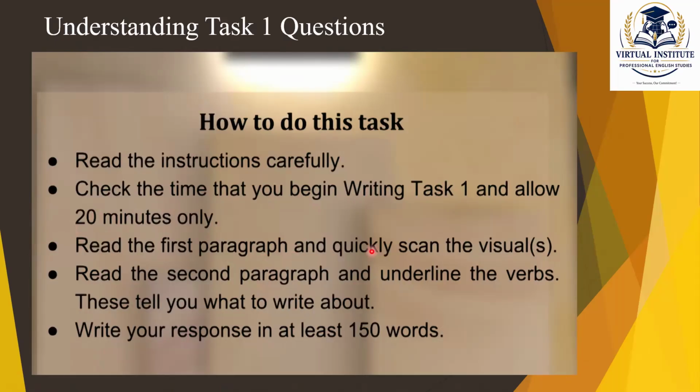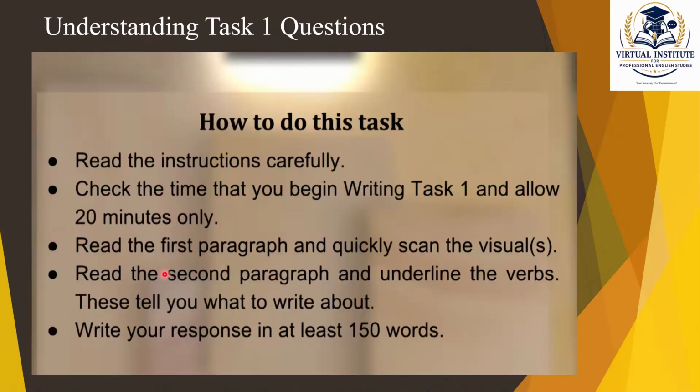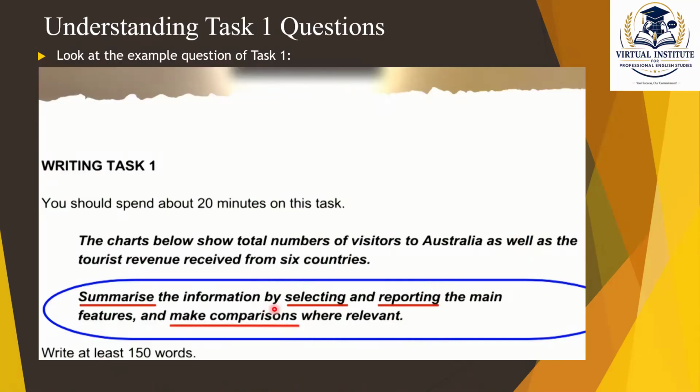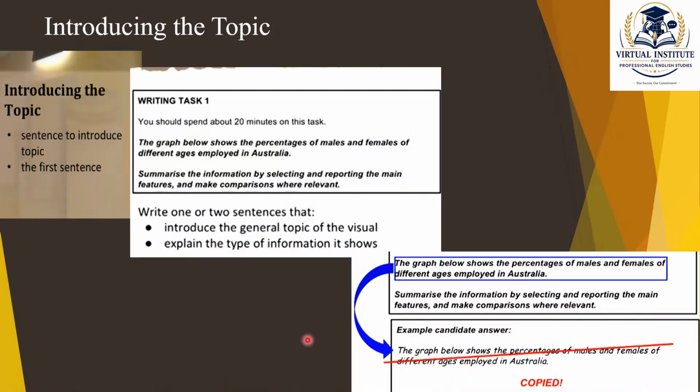Read the first paragraph and quickly scan the visuals, as you have seen here. Read this one and then scan the visuals, right? Read the second paragraph and underline the verbs. These tell you what to write about, right? You need to underline each and every verb and understand what you are required to do in this task one. Write your response in at least 150 words. So this is how you're going to do it.